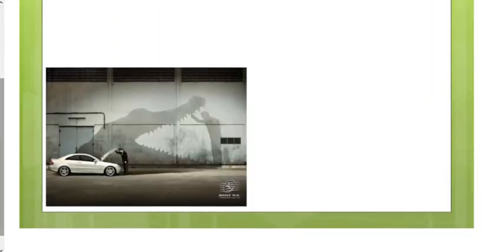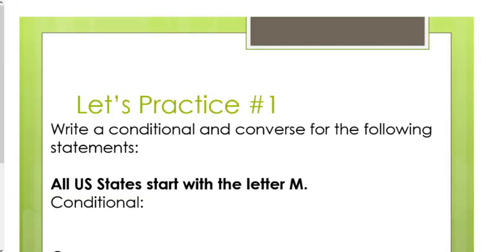More ads. This one's hard to see on your paper. This right here is a shadow, you can tell, of a crocodile. And honestly, I don't know what it's trying to say. Usually when you're looking under the hood like that, something's wrong. Unless it's a dealer, but if you're looking on the side of the road like that, that means something's wrong. So your hood's going to eat you, your car's going to eat you. I don't know what this means, so we're just going to move on.